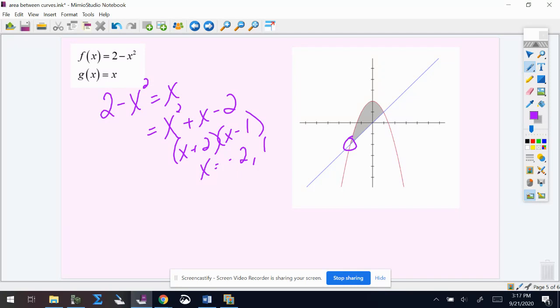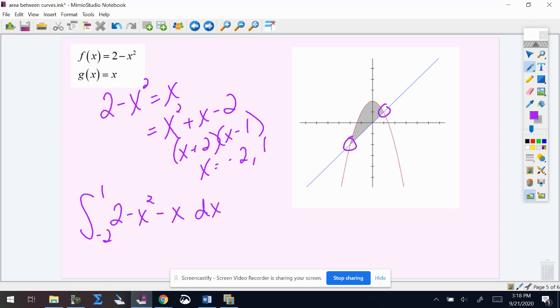-2 is where the area starts. +1 is where the area stops. So I'm going to set up my boundaries from -2 to 1. My top curve, what is on top of this gray shaded region, is the parabola, so it's going to be 2 minus x squared. The bottom curve is the line x, so minus x, top minus bottom.